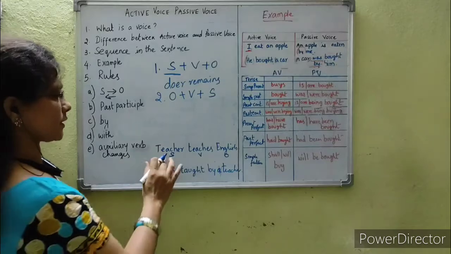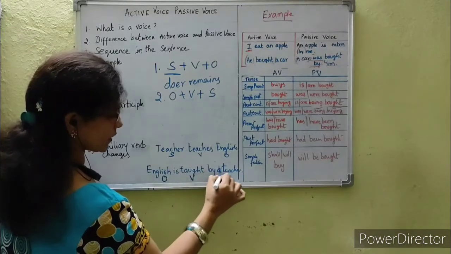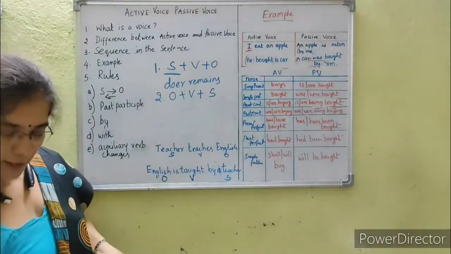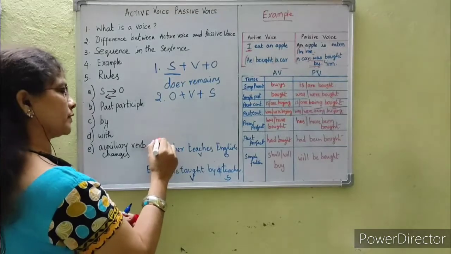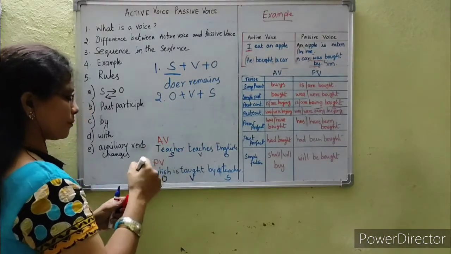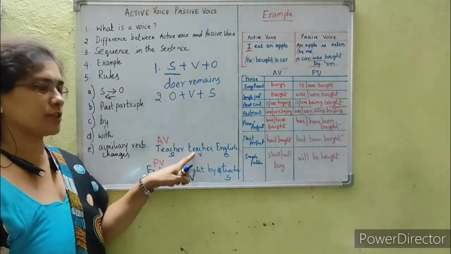So here you can see subject, verb, object, and here object, verb and subject. See how the change has gone. This sentence is in active voice and this sentence is in the passive voice. So you can note the difference here, how the verb changes.